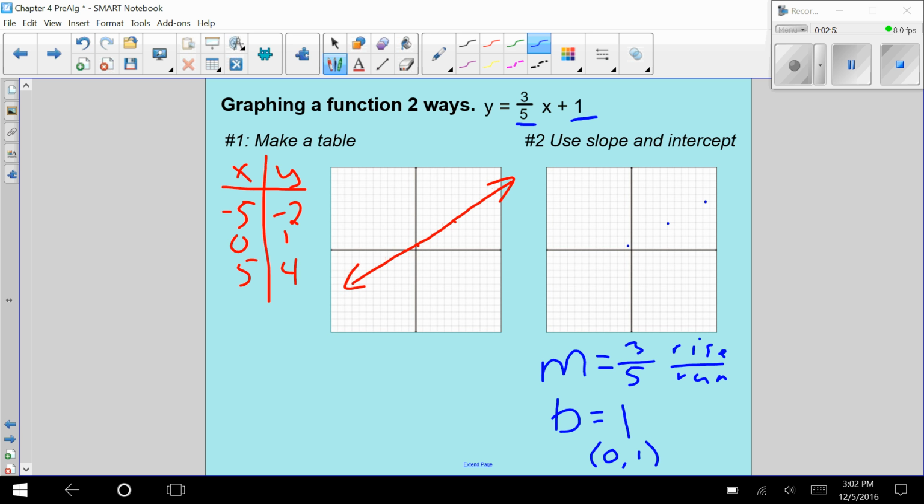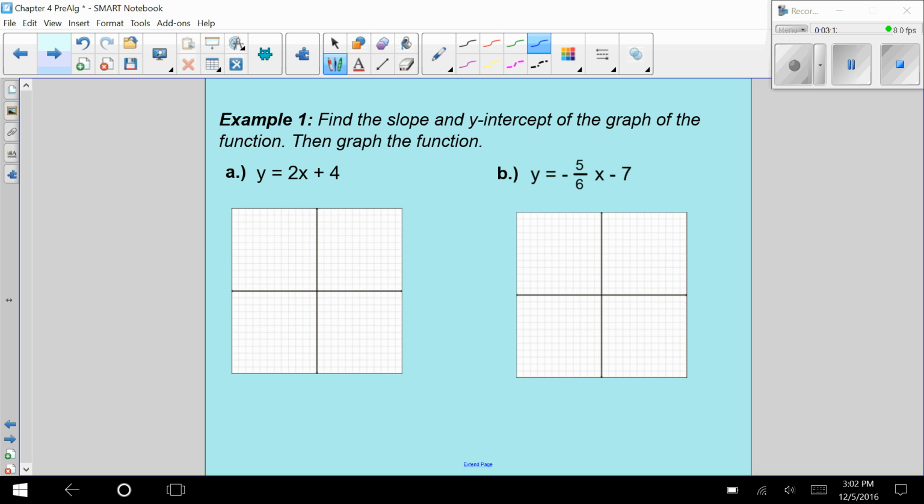And we can go down 3, left 5 again, as many times as will fit on our graph. Then we take our ruler, we draw one nice straight line, and there's our graph. Slope-intercept form is a lot quicker most of the time.